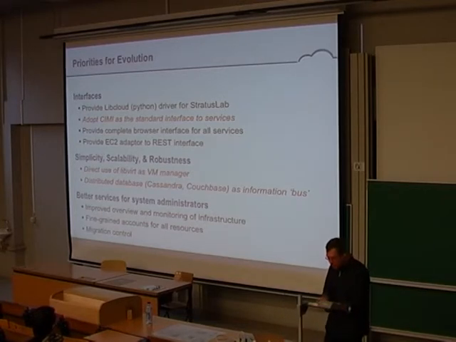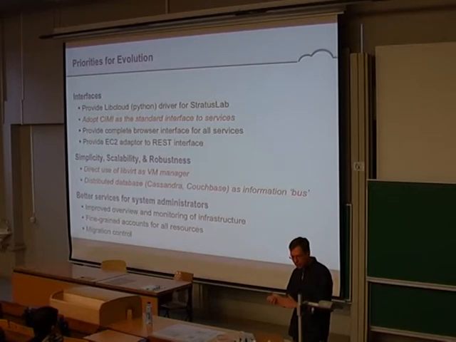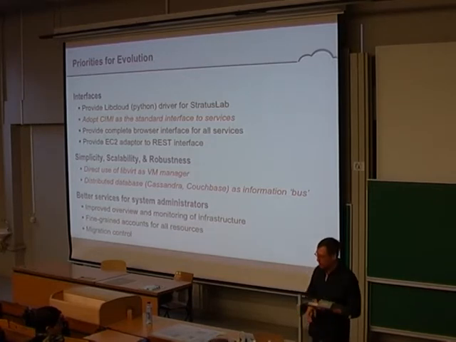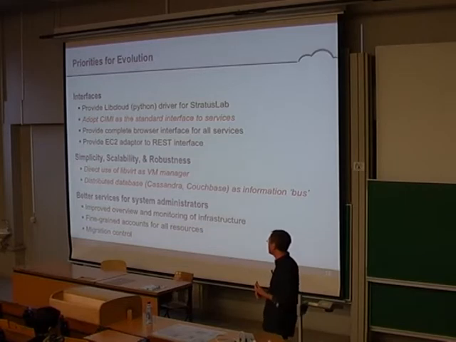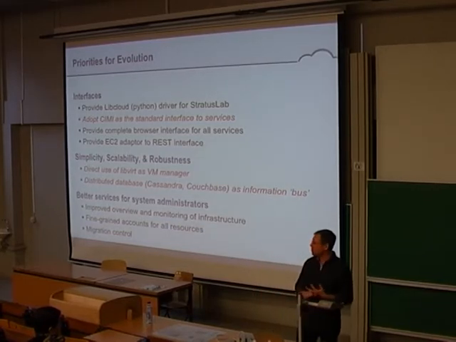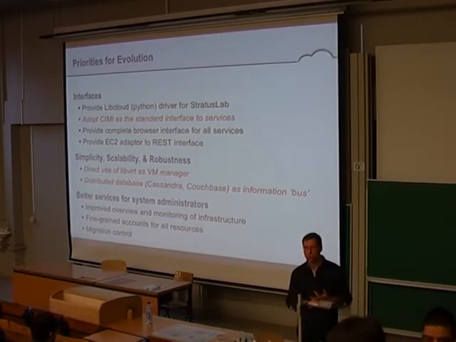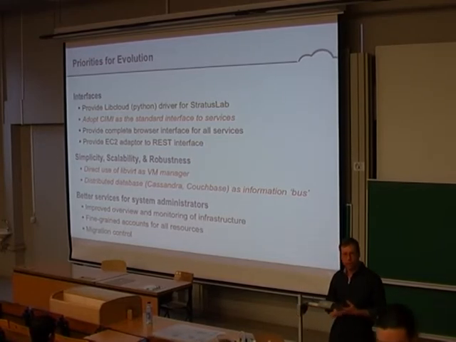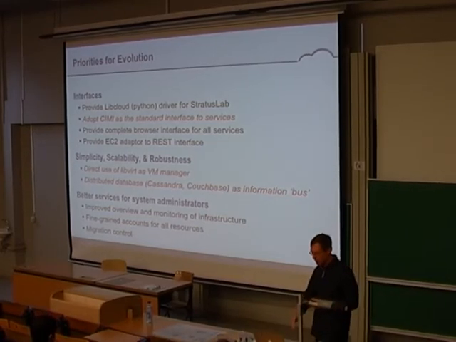In the last 3 minutes, I guess, of the talk, I'm just going to go through the priorities for the evolution of things. There's sort of 3 big areas. There's interface, simplicity, scalability, and robustness. So these are basically ways to make the services themselves better. And then better services for system administrators themselves. And the 3 marked in red are sort of big changes and the ones I'm going to say a little bit more about.